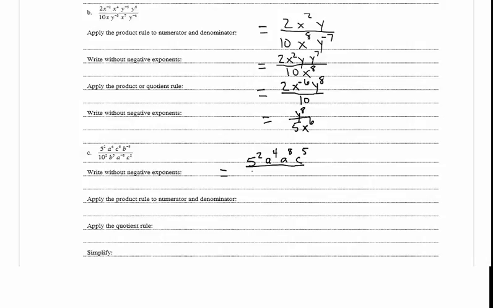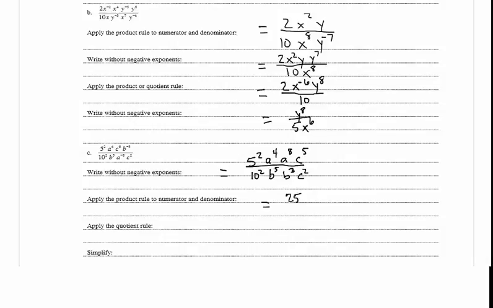divided by 10 squared b to the 5th, and we have b to the negative 3 in the numerator, so it's going to become b cubed in the denominator, and then we have c squared in the denominator. And now they want us to apply the product rule to the numerator and the denominator. So we're going to have 5 squared, which can be written as 25.